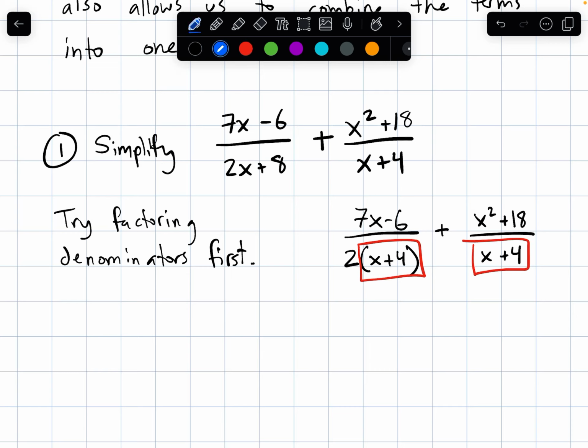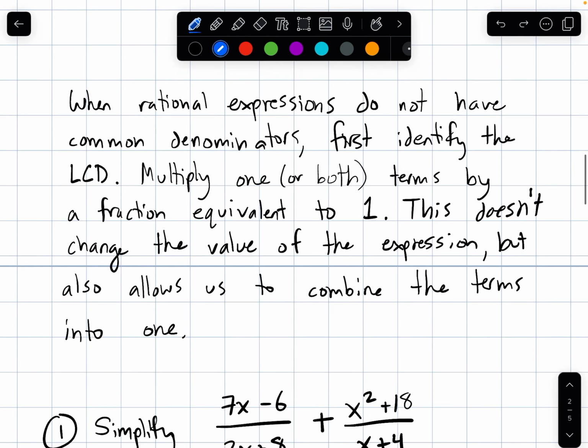So if they both have an x plus 4, the only thing that I need over here is a 2, right? I want to try to match the 2's. But I can't just add a 2 in the denominator unless I also add a 2 in the numerator, right? I have to multiply by a fraction that's equal to 1. And that's what this statement says here, right?